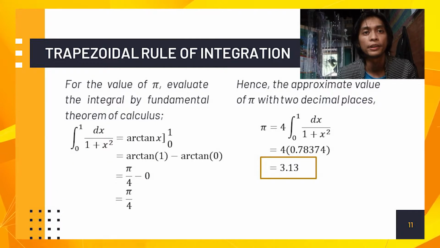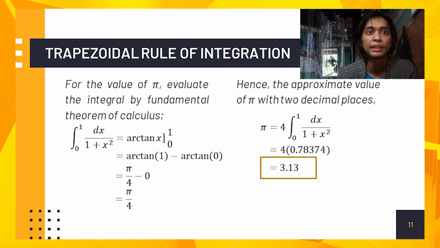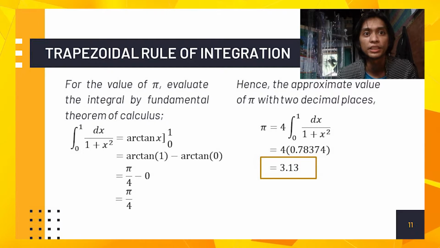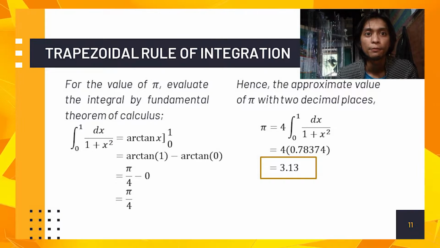Now we can solve for the value of pi by using the fundamental theorem of calculus. In order to get that, we get the integral of dx all over 1 plus x squared. We equate that to arctan x with upper and lower limit of 1 and 0. Now to just solve it, we get arctan 1 minus arctan 0, and we get pi over 4 minus 0. And then what we get is only pi over 4.